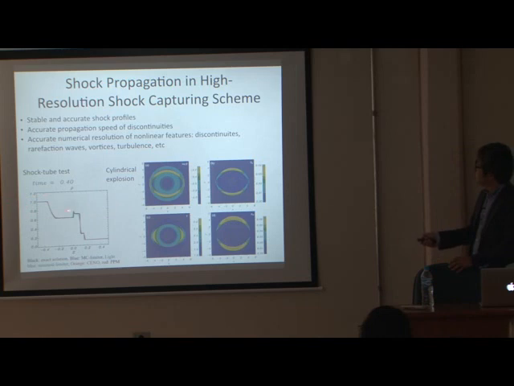So this is the shock tube test we can show here. I think this shows the density. So this is the rarefaction wave, and then this is the intermediate shock. This is the shock wave, and the rarefaction wave also propagates over there.